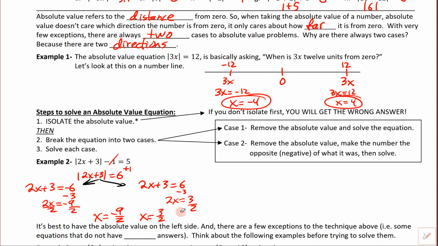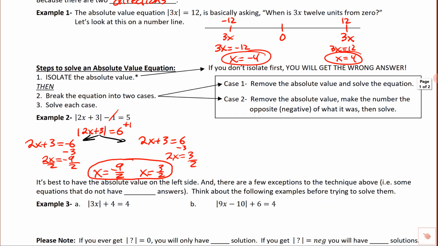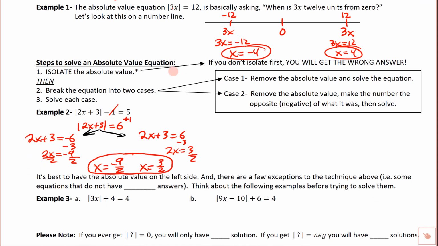Now, when we're doing this, I do want to point out a couple of things. So let me slide this down so we can see this, and we'll point these out. We're relying on the fact, when we have these instructions, that the absolute value is on the left side of the equal sign, like we had it on both of those. Okay, it's really important to have it on the left side. And there are a few exceptions to this technique above.